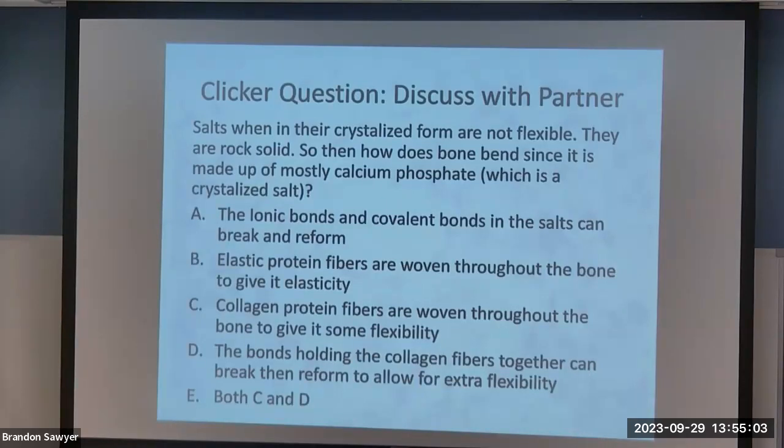So we definitely have collagen protein fibers woven throughout the bone to give it some flexibility, and secondly, this one too, the bonds that hold those collagen fibers together. Remember the big strands of a bunch of protein fibers woven together. When we bend bone, some of those bonds break, but then when the bone goes back to its regular shape, those bonds come back together, and that's something known as sacrificial bonds.